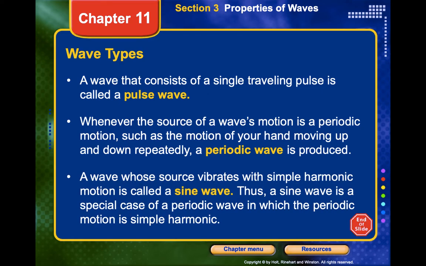And a wave whose source vibrates with simple harmonic motion is called a sine wave. So a sine wave is a special case of a periodic wave in which the periodic motion is simple harmonic. All we need to remember from that is that the defining characteristic of simple harmonic motion is that the restoring force is proportional to displacement. So in short, when we have a restoring force proportional to displacement, simple harmonic motion, then we have a sine wave to describe the shape of that.